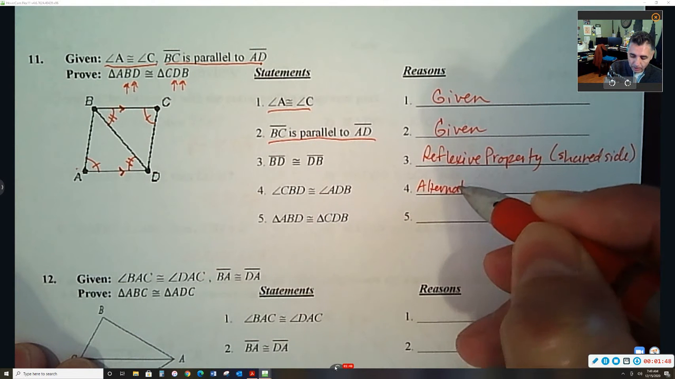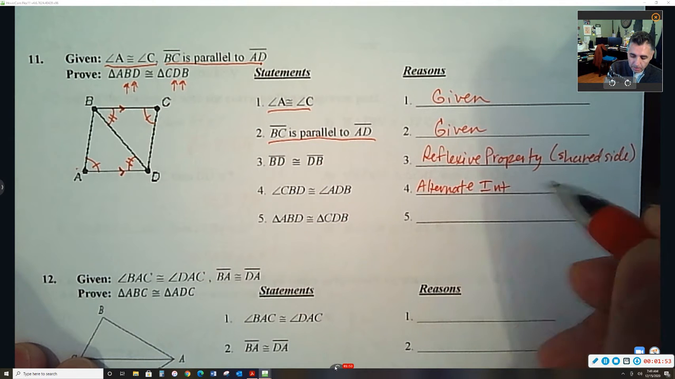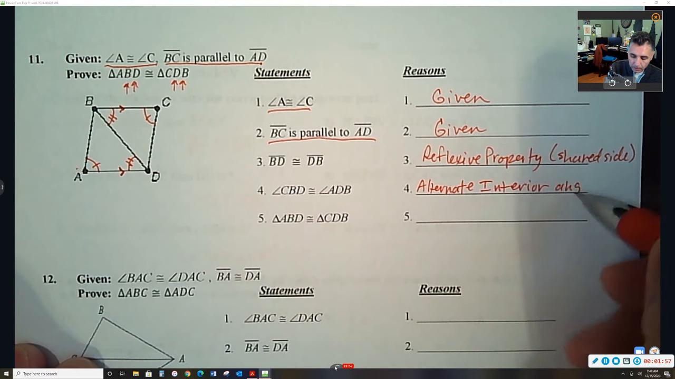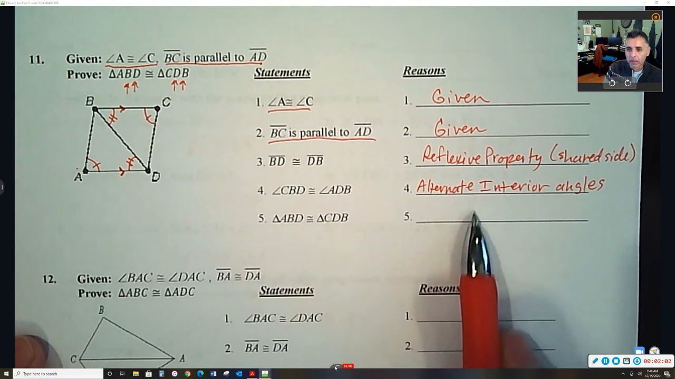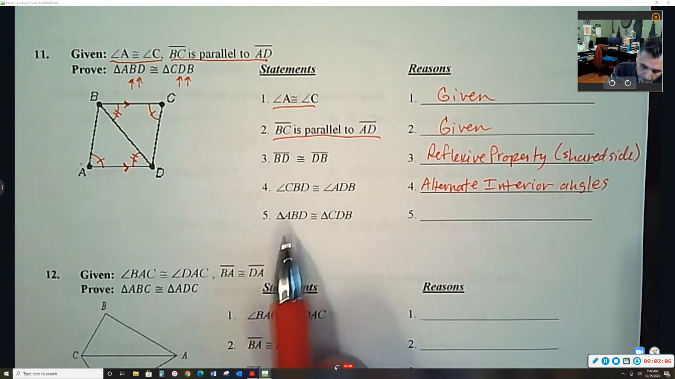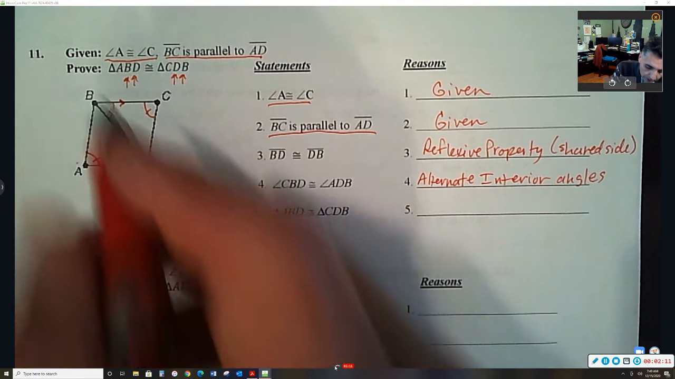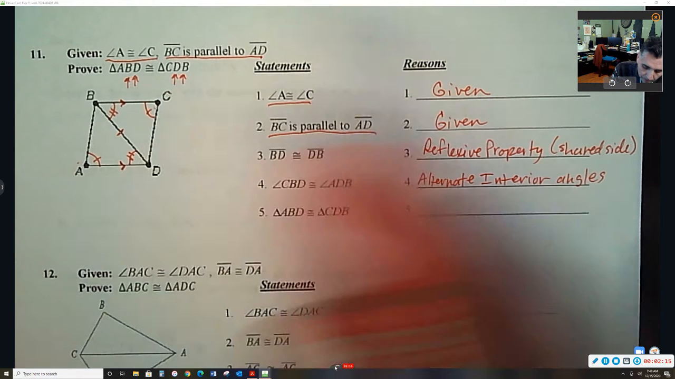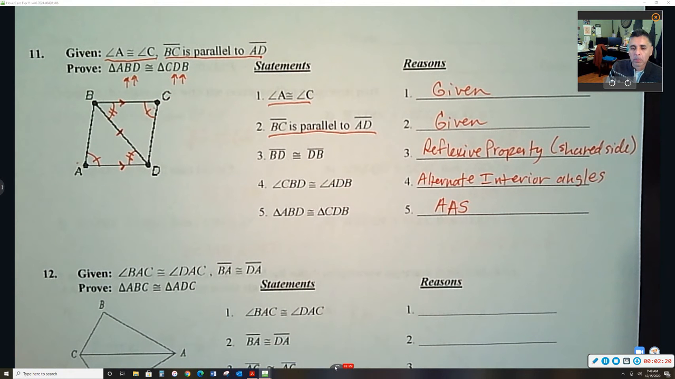Remember when we had alternate interior angles, alternate exterior angles, corresponding angles. These ones need to be inside the triangles though, so they would be alternate interior, not exterior. Okay. And then if we look at our markings, we have, oh, I didn't put the shared side in there. Here's the shared side. We have angle, angle, side. And that's the proof. Okay.